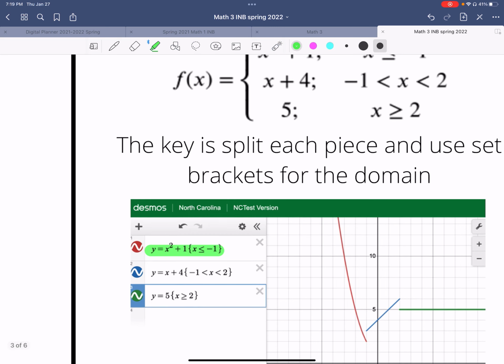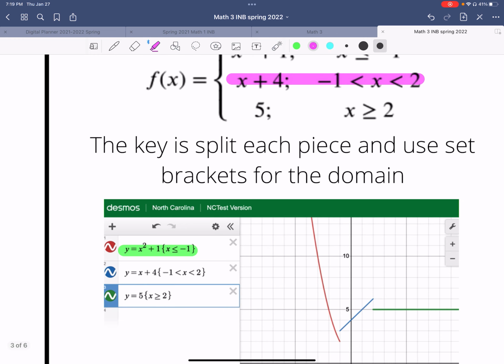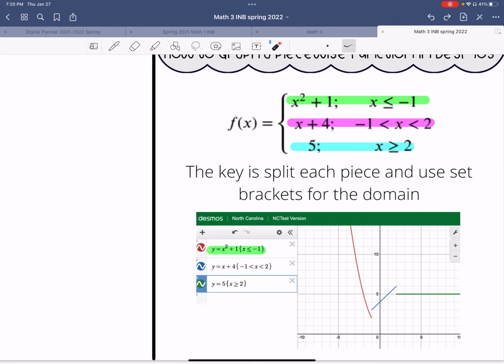All right, the same thing for my next piece. This one is in blue. If you're looking at the blue function, you can see I use my set brackets. This function looked like this, but we only wanted the function from -1 to 2. So that's one piece of that function. And then, of course, the last one, we have just 5. So y equals 5, but we want it where x is greater than 2. This one was the entire piece right here, but we only wanted where x was greater than 2. So it starts here and it goes to infinity. Okay, so that's how you can look at it in Desmos.